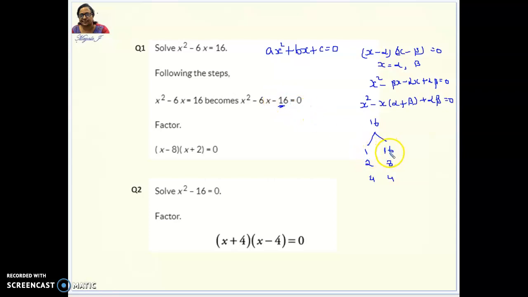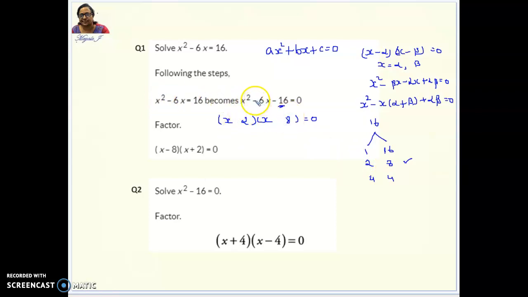For 1 and 16, the difference is 15, but you don't have 15 here, so that's not the right value. For 2 and 8, the difference is 6, and you have 6, so this is the right value. For 4 and 4, the difference is 0, which means you would not have the x term itself. So we'll go for 2 and 8. Now, how do you write this? As I have written here, x minus alpha and x minus beta, I follow the same thing: write this and make it 0, and the two values we take are 2 and 8.